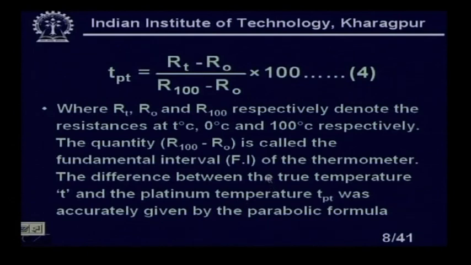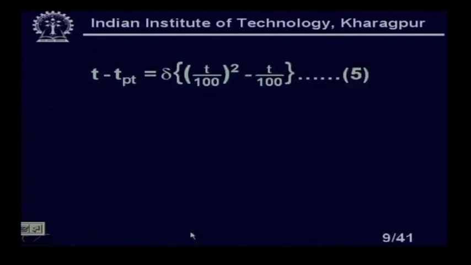The difference between the true temperature T and the platinum temperature TPT is accurately given by the parabolic formula as follows: T minus TPT equal to delta times T by 100 whole square minus T by 100.